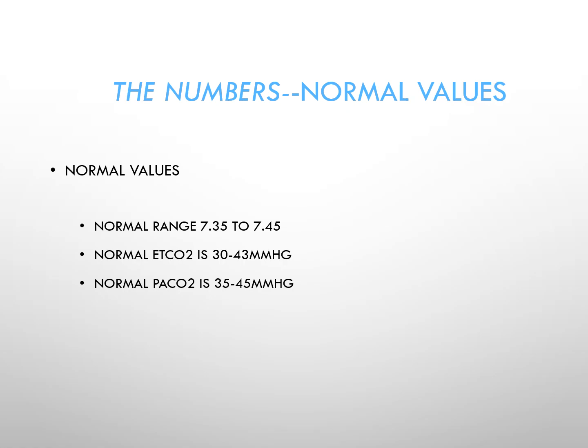At the lower end of the scale, you'll notice that an end-tidal CO2 of 30 correlates with a PaCO2 of 35. On the upper end of the scale, the difference narrows, with the end-tidal of 43 correlating to a PaCO2 of 45. So that difference is only 2. It narrows from 5 at the low end of the scale to 2 at the upper end of the scale.